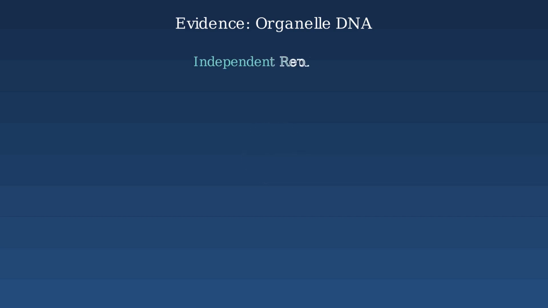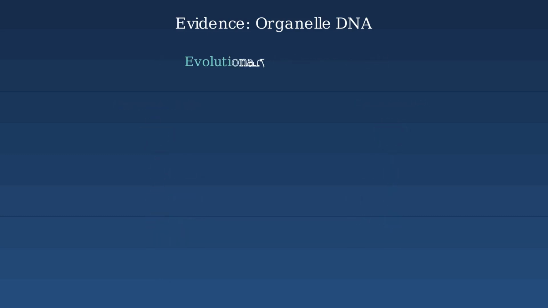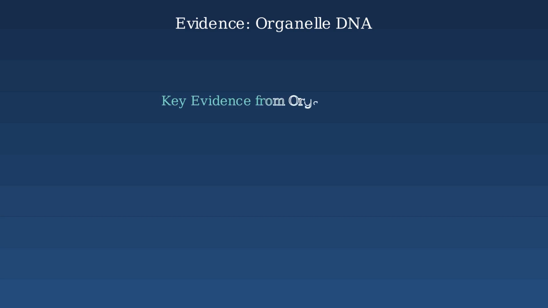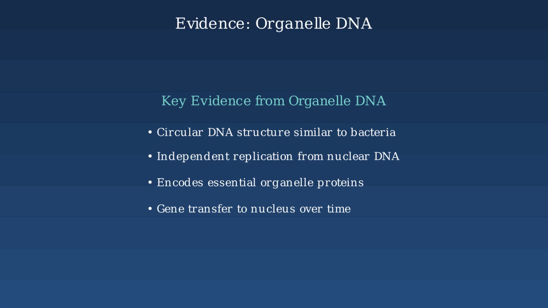One of the most significant features of organelle DNA is that it replicates independently from the nuclear DNA of the cell. Organelle DNA encodes some of the proteins needed for the function of mitochondria and chloroplasts. However, over evolutionary time, many genes originally found in the organelles have been transferred to the nuclear genome. The presence of DNA in these organelles, with its bacterial characteristics, provides strong evidence for the endosymbiotic origin of mitochondria and chloroplasts.